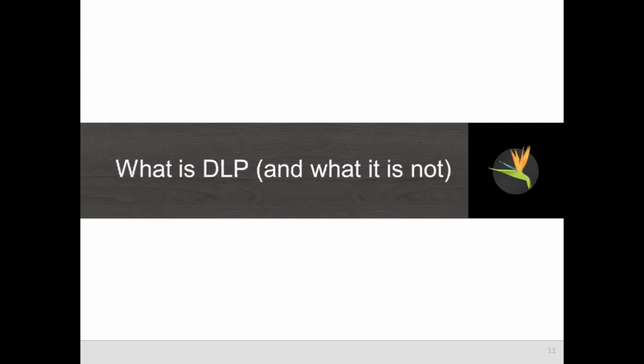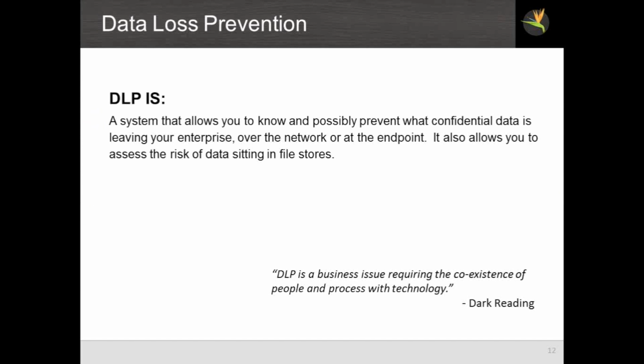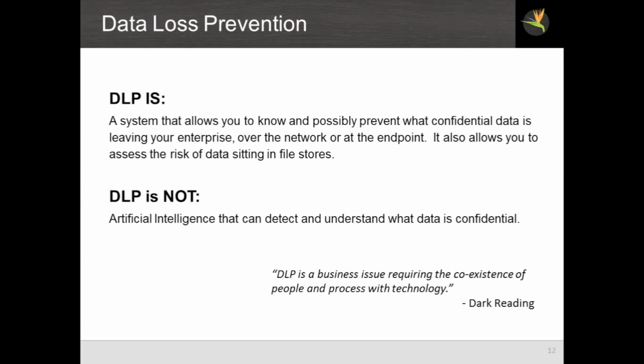Enterprise data security. What is DLP and what it is not? Andy? Data loss prevention is a system for allowing you to know or prevent when confidential data is leaving your enterprise over the network or at the endpoint. It also allows you to assess the risk associated with data at rest sitting in your file stores. DLP is not some magic artificial intelligence that can detect and understand what data is confidential with no human training or input.